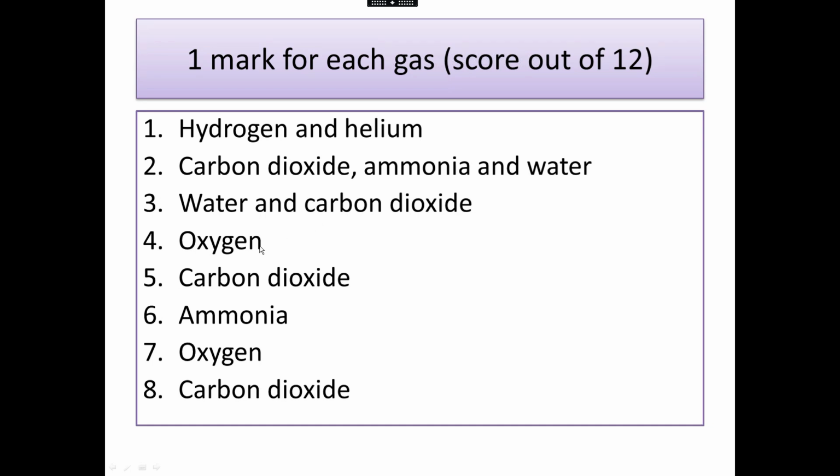Plants give out oxygen by photosynthesis. They take in carbon dioxide. Plants changed ammonia into nitrogen. All living things take in oxygen for respiration and give out carbon dioxide. There are 12 gases altogether. Give yourself a score out of 12. See how good your memory was of last lesson's work.